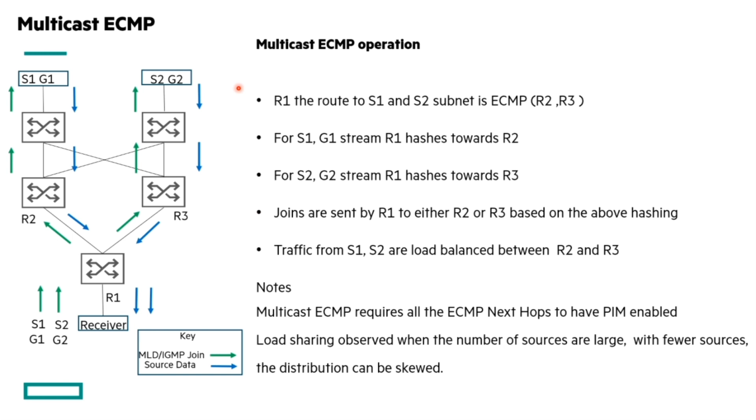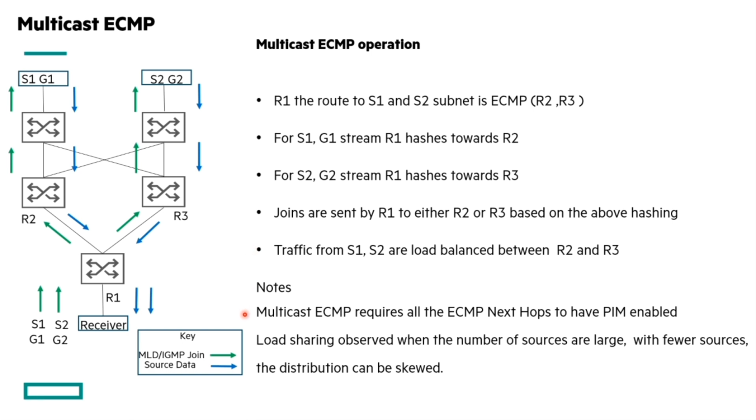Here is a basic overview of how multicast ECMP works. In this example, R1's route to S1 and S2 subnet is equal cost multipath via R2 and R3. For source 1, group 1, the stream from R1 hashes towards R2. For the S2 group 2 stream, R1 hashes towards R3. Joins are sent by R1 to either R2 or R3 based on the above hashing described. Traffic from S1 and S2 are load balanced between R2 and R3.